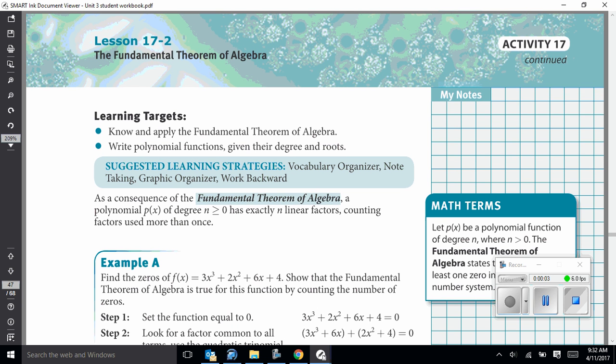Today's lesson: the fundamental theorem of algebra. Our learning targets: know and apply the fundamental theorem of algebra and write polynomial functions given their degree and roots.